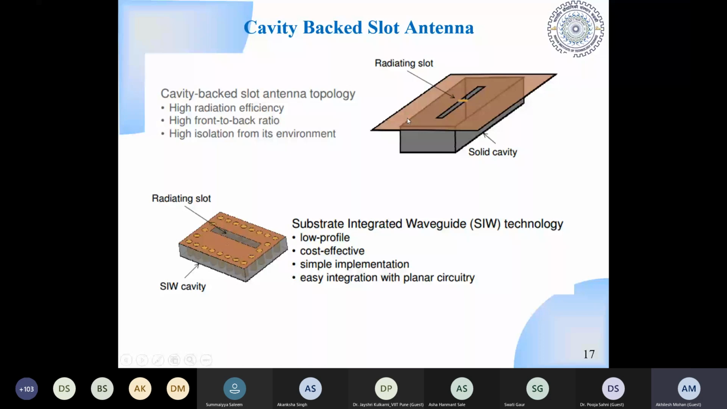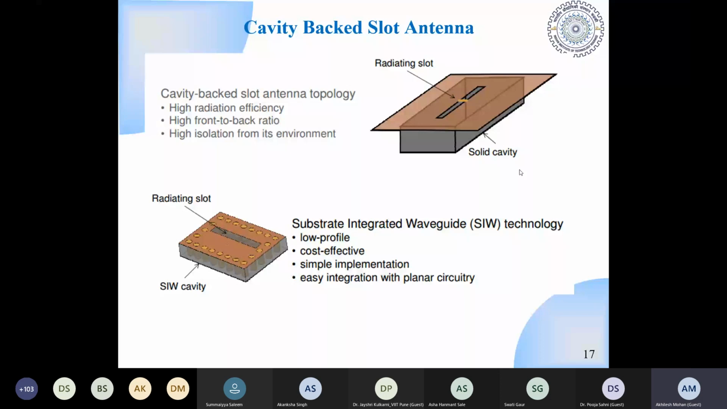The advantage of the cavity backed slot antenna is that it has high radiation efficiency. If you see the dipole, you have radiation in the plus z and minus z direction also, but this will have radiation only in the plus direction. So it will have a very good front to back ratio. Since it is something like a cavity resonator based antenna radiating through a slot, it will have good isolation from the other environment. So people have designed antenna arrays and different types of microcircuits using the slot.